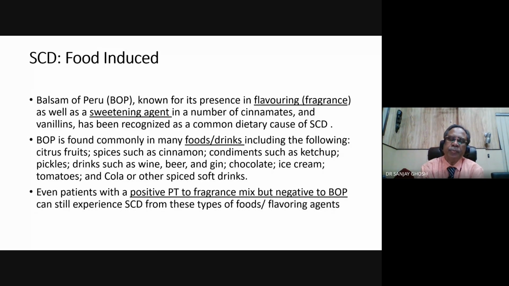Cross-reacting allergens you have to understand and you have to be careful. Say neomycin, if a patient is allergic, you should avoid framycetin also, because these are cross-reacting allergens.